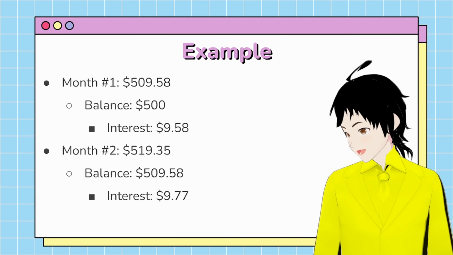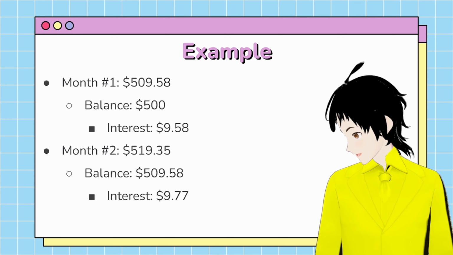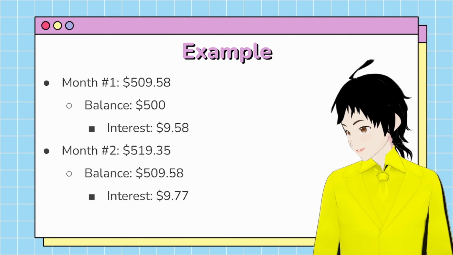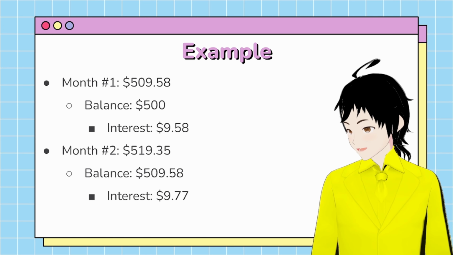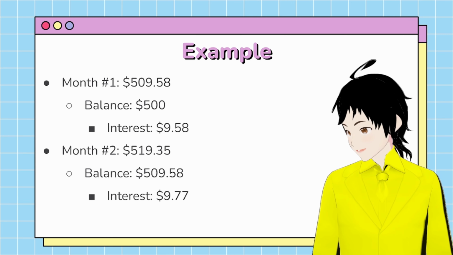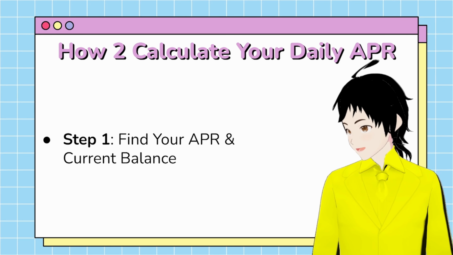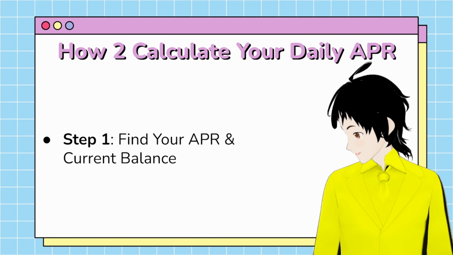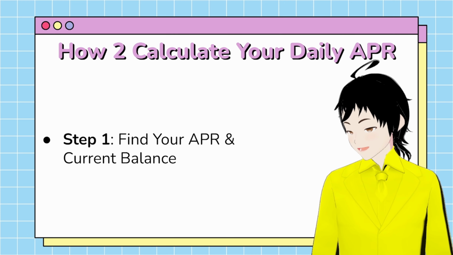Remember that this is only month number 1. Every month you continue to not pay it off, your balance will increase because you're adding that $9.58 to that $500, and your new balance for the next month, let's say month number 2, is $509.58. This means that month number 2's interest is also increased to $9.77. Now we already know our monthly APR. Now we're calculating your daily APR, which is pretty similar. You already know where to find your APR and current balance, so let's move on.